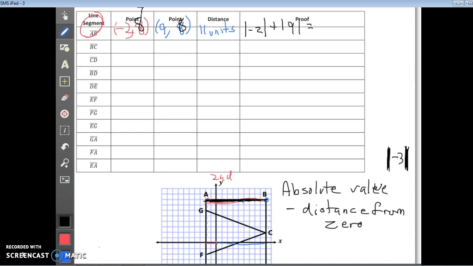Now, let me erase what I have written here so you can see it. What I'm looking for is the first one here, negative 2.